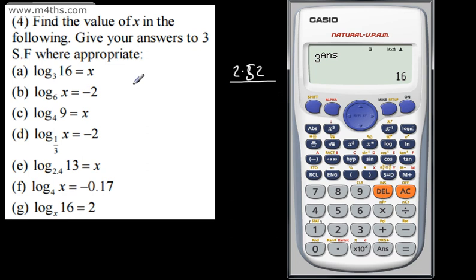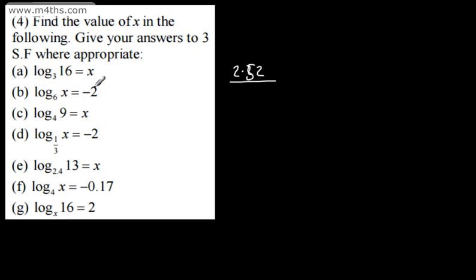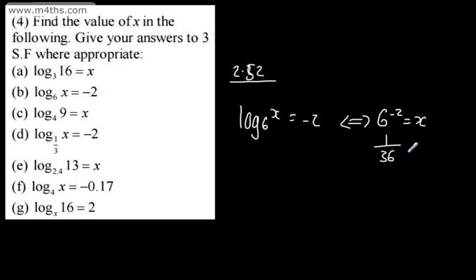Okay, next one. What we've got here is log to the base 6 of some value x is equal to -2. So let's go ahead and write the exponential statement. If we've got log to the base 6 of x is equal to -2, the exponential is going to be 6 to the -2 is equal to x. With this one, we can see 6 to the -2 is 1 over 6 squared, so we're going to get 1 over 36, and that is what we'll have.